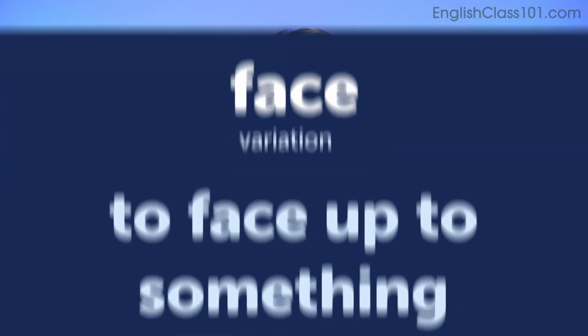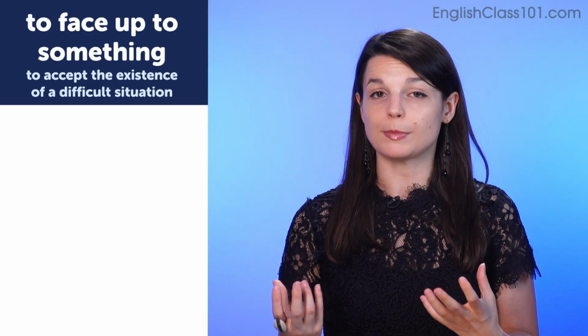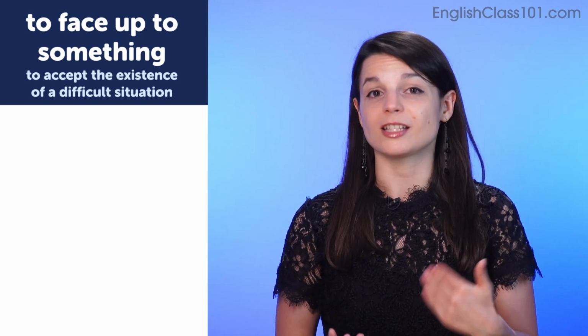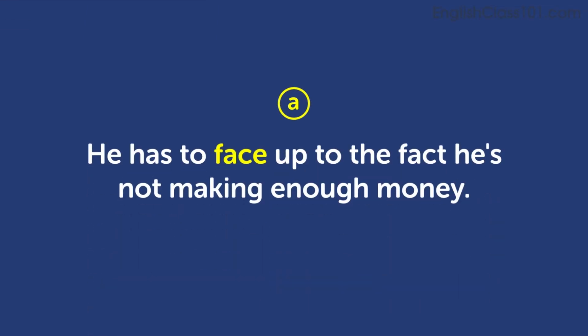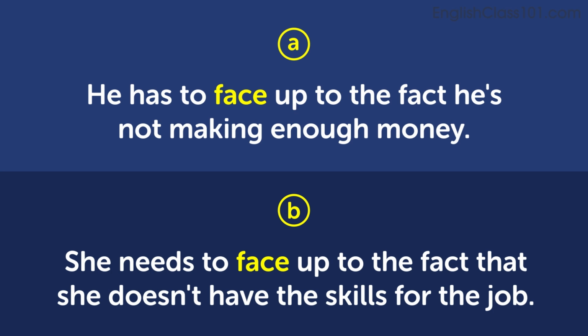Now let's move along to some variations with the verb face. The first variation is to face up to something. To face up to something is used very similarly to the first additional meaning that we talked about, which means to accept a difficult situation. Some examples. He has to face up to the fact that he's not making enough money. She needs to face up to the fact that she doesn't have the skills for the job.